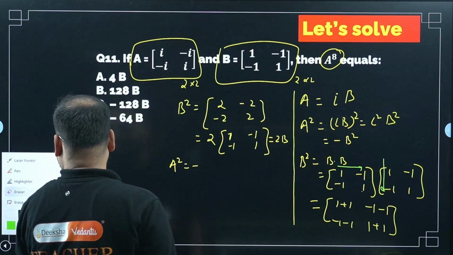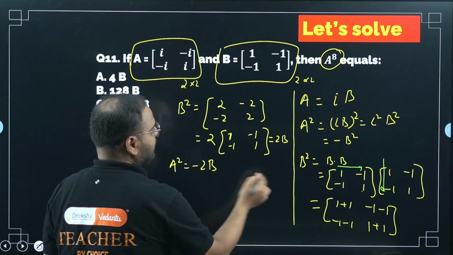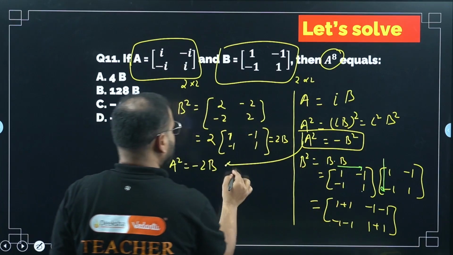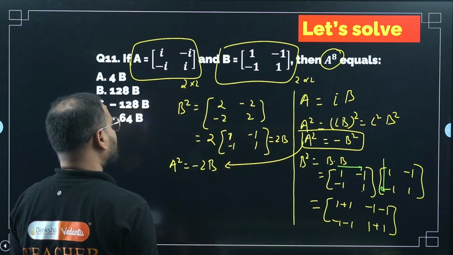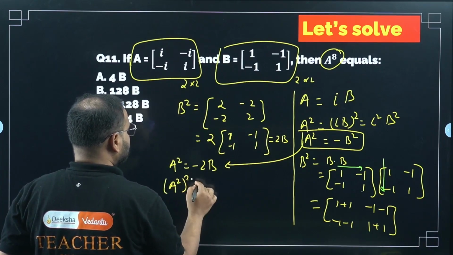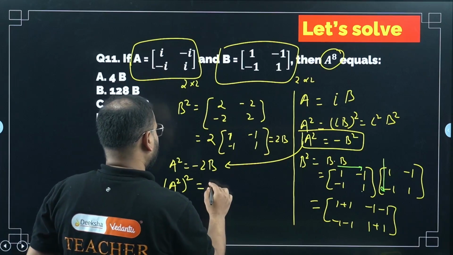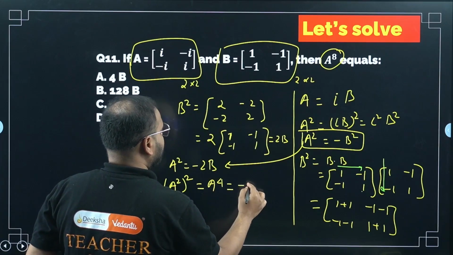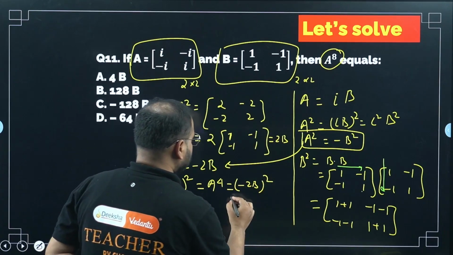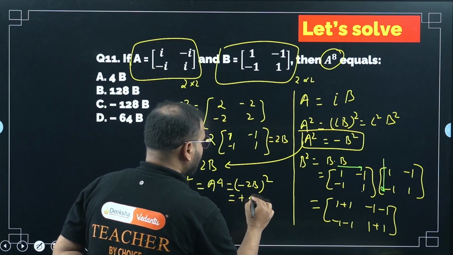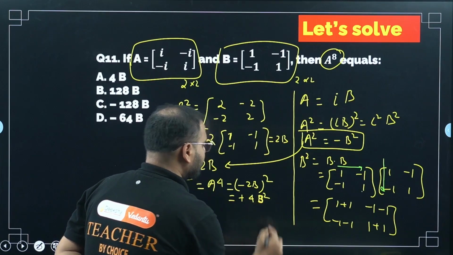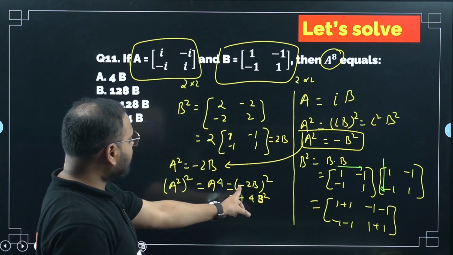Please check. From here, A square is equal to what? Minus B square from here. So from here I can write B square as 2B. So minus 2B. Again take the power 4. So A square, the whole square. How much will A power 4 be? Minus 2B the whole square. Correct? So this will become what? Plus 4B square. Correct, right? A power 4 will be minus 2B the whole square, if I am squaring both sides.